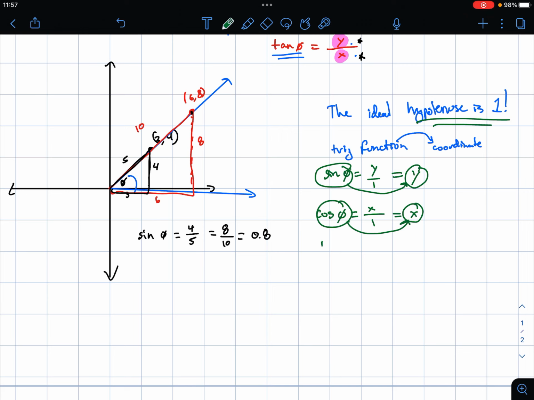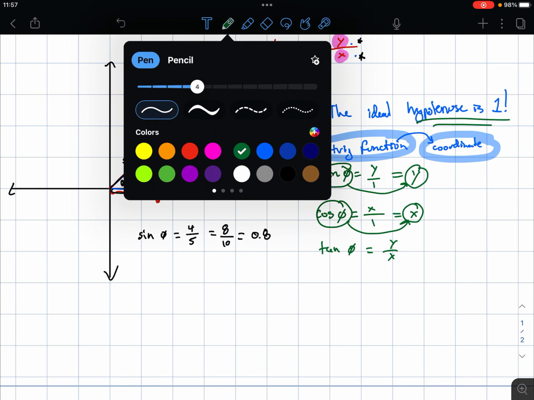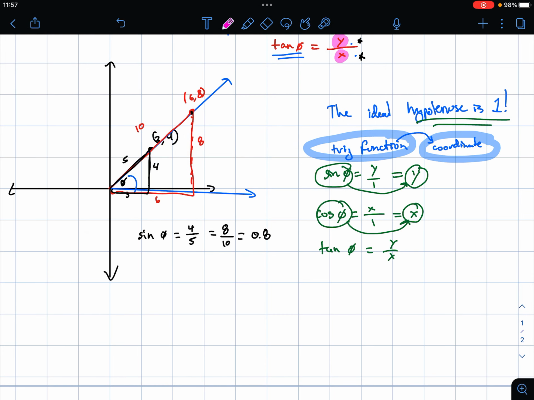And then tangent of theta hasn't really changed much because we didn't need the hypotenuse in the first place. But now we are able to relate the trig function directly to the coordinate. There's no other stuff that needs to happen. And that is a really, really important, dare I say, magical idea.